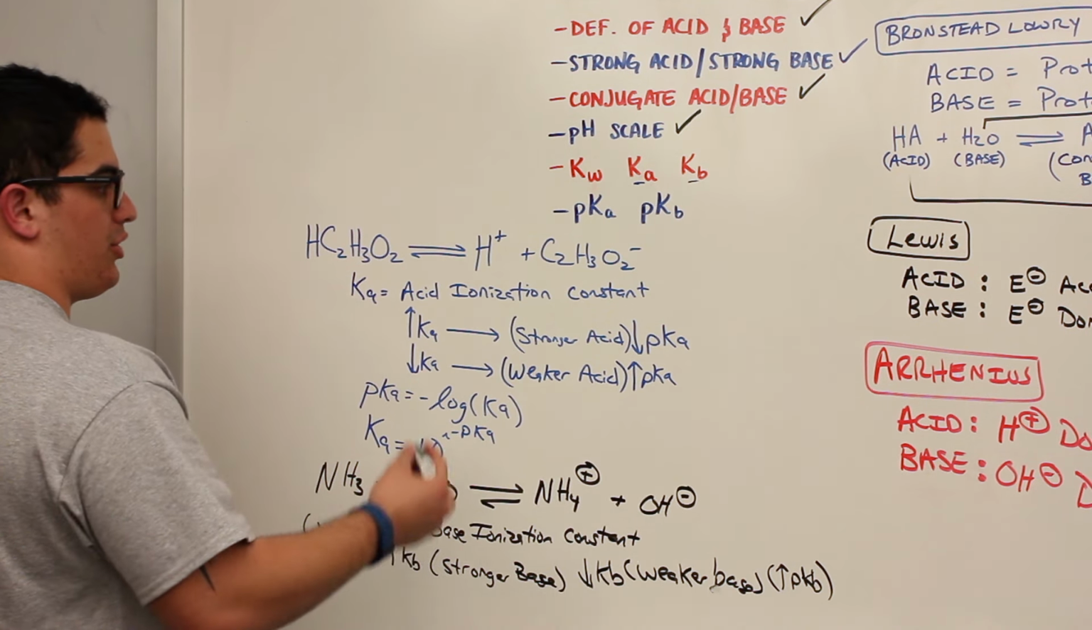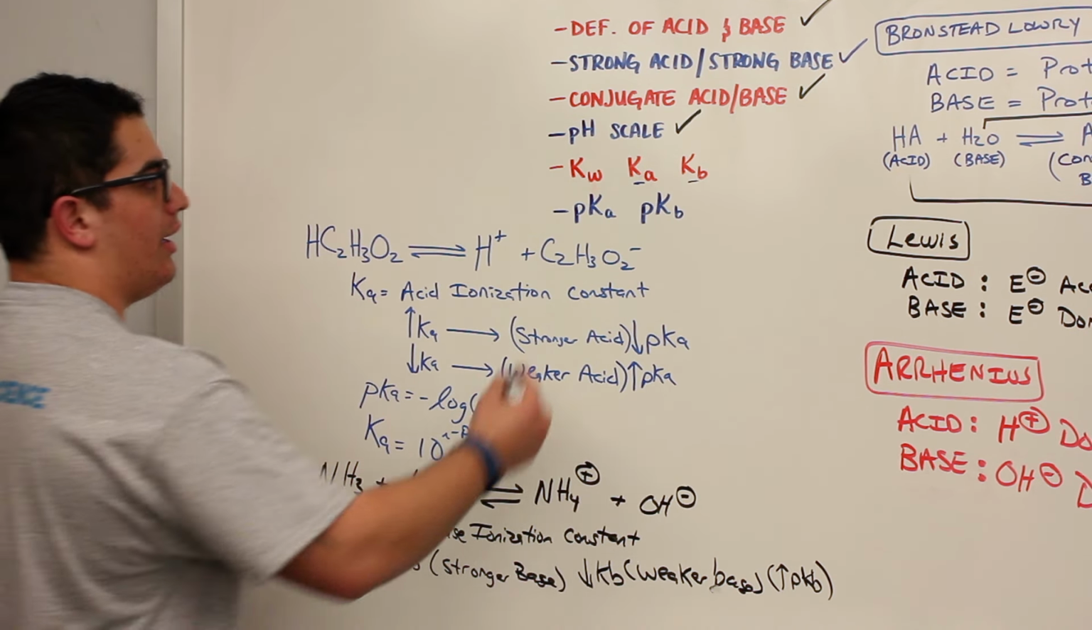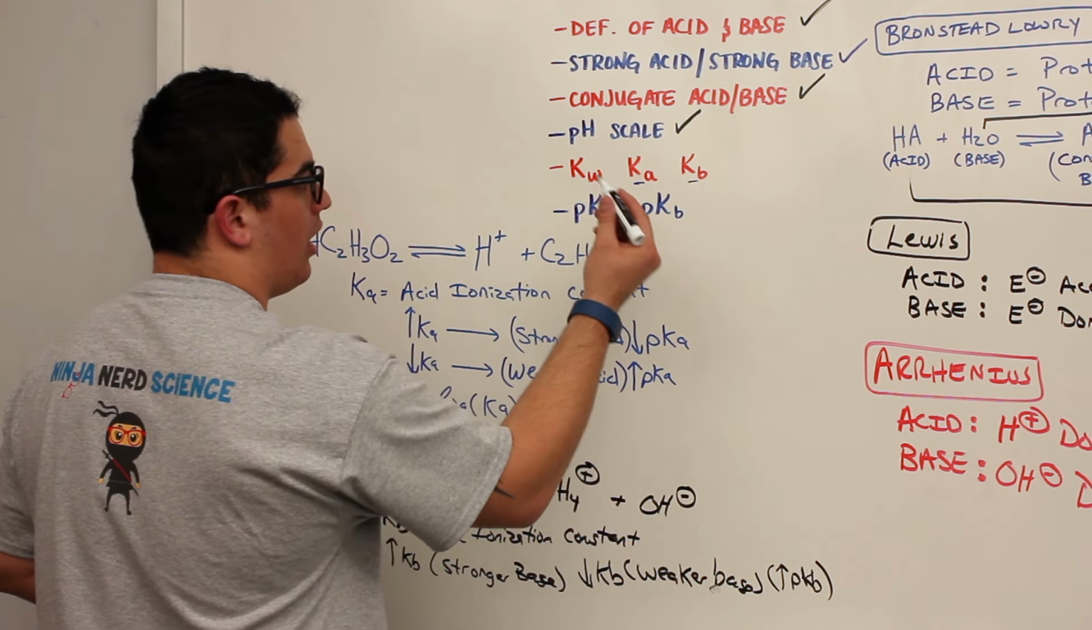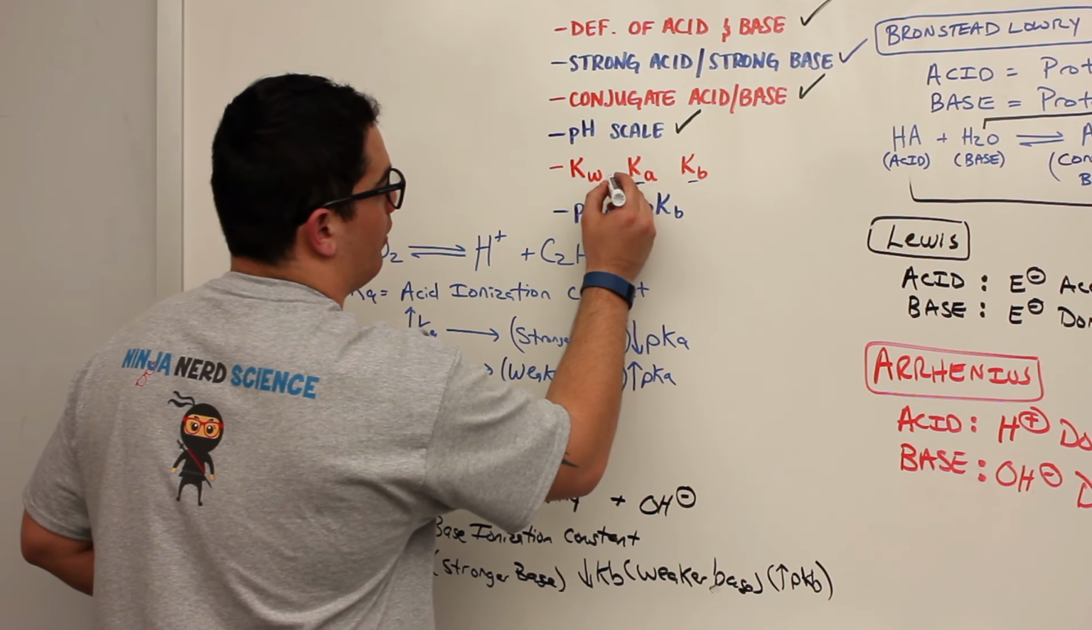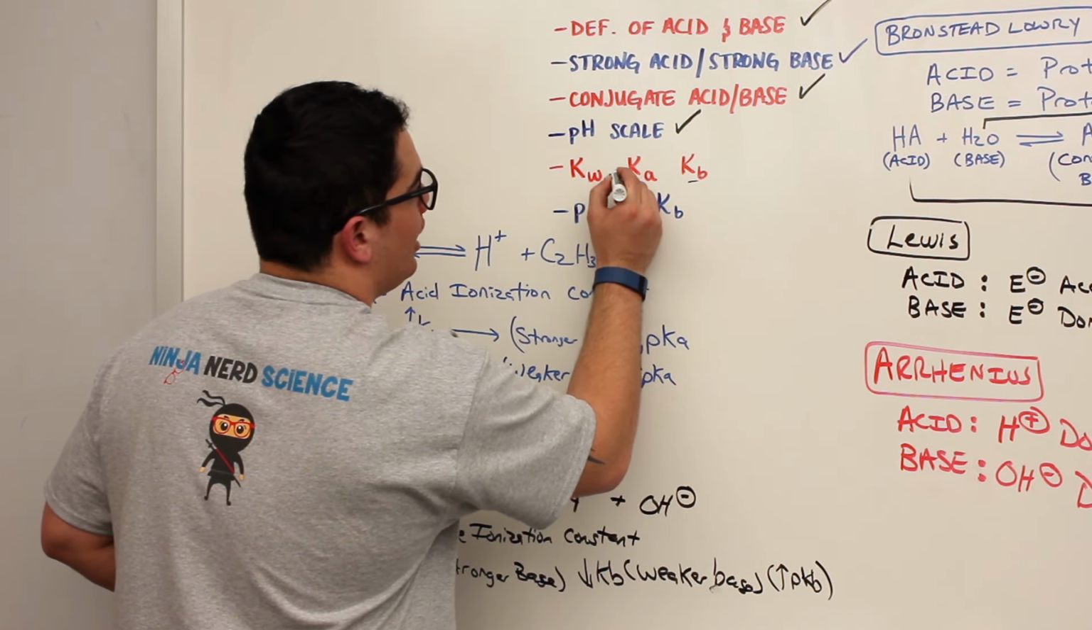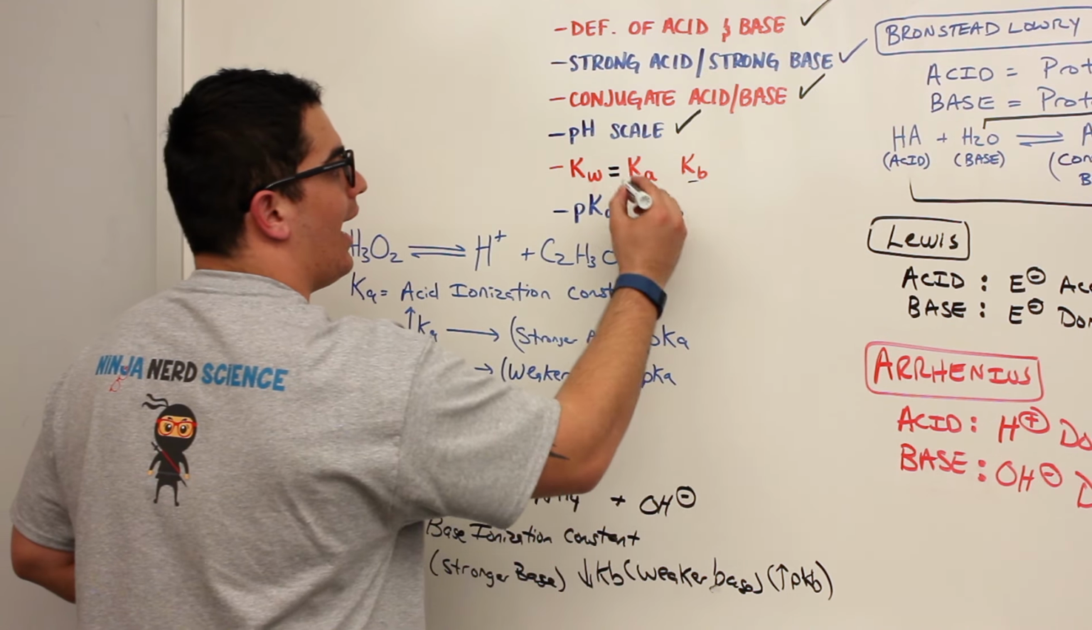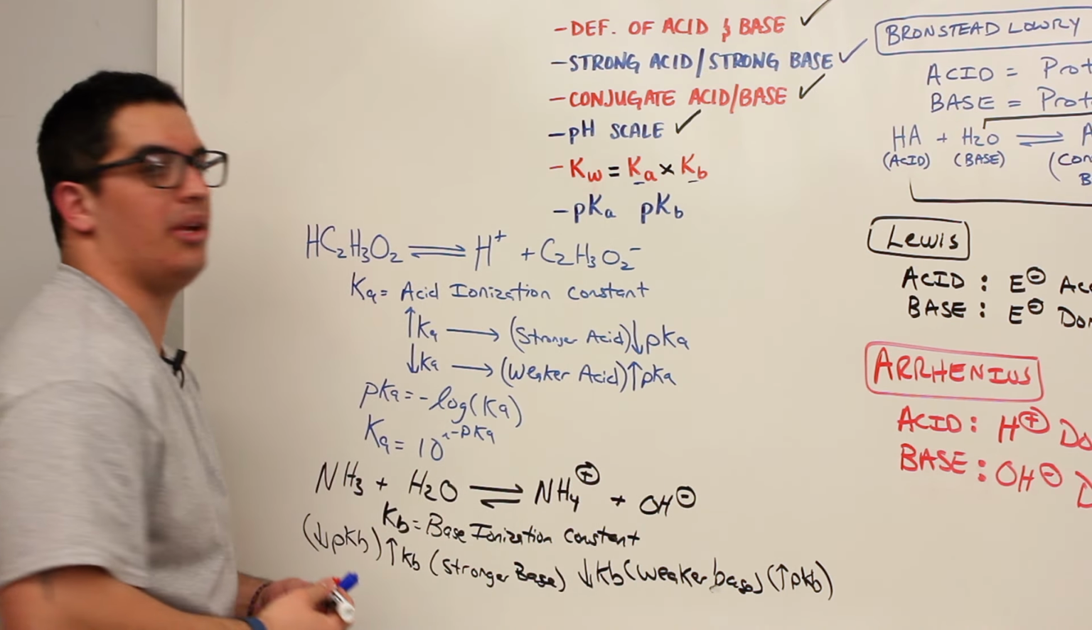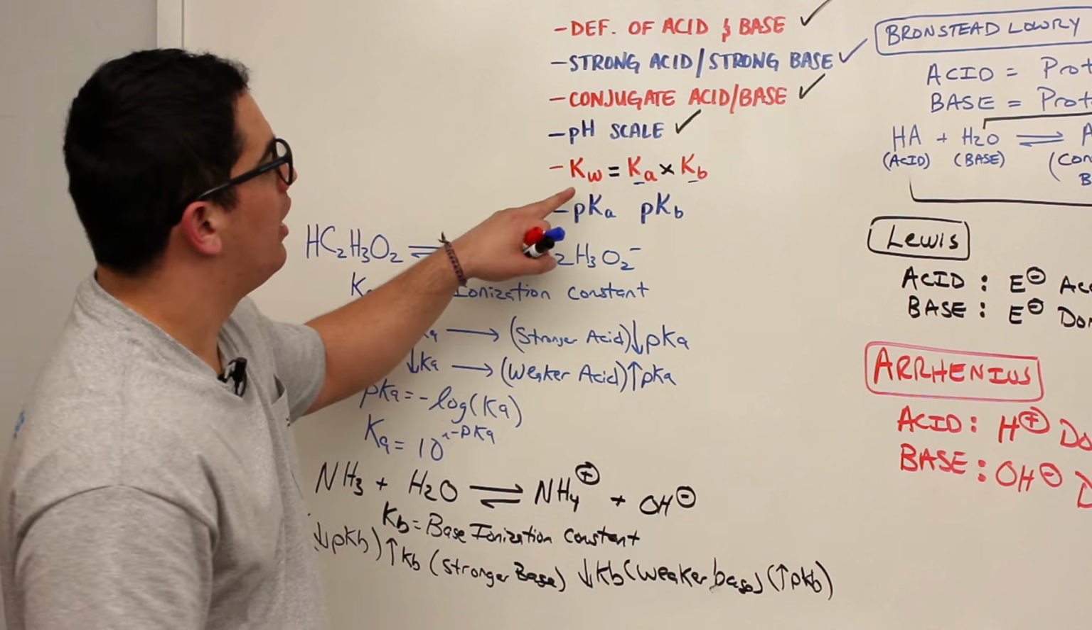And again, that's just a measure of acidity or basicity. Now what we can do is we can say Kw is equal to Ka times Kb. So now, why is that?